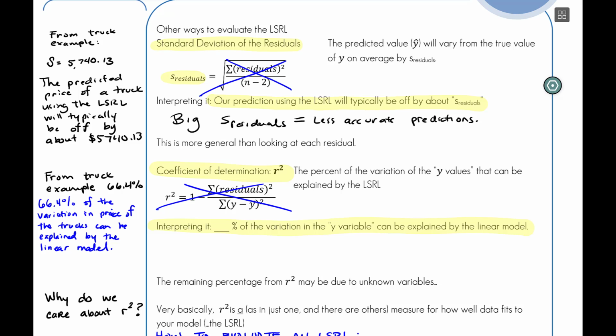Okay, well, what is the linear model talking about? It was talking about miles driven. So what we would say is that 66% of the change in value of a price can be explained by the miles on the truck. Well, what about the remaining percentage? That 33.6%, all of that is explained by other problems with these trucks.